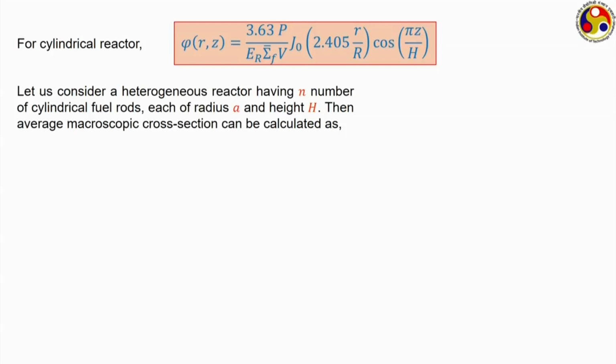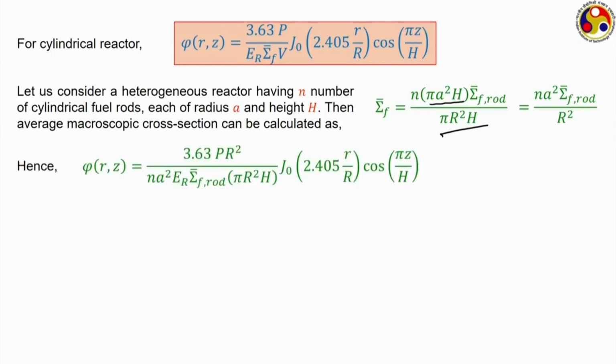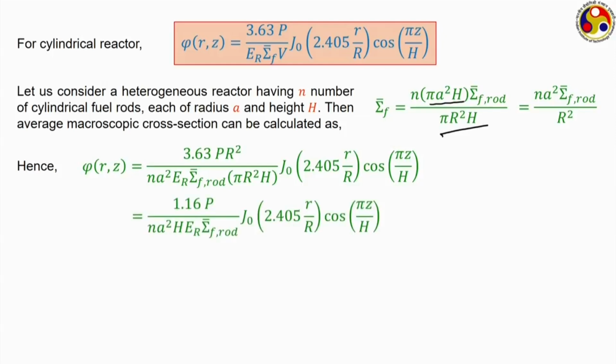Then the average macroscopic cross section can be calculated like this, where πr²h is the volume of each fuel rod, multiplied by n gives the total volume of all the fuel rods, and πR²H is the volume of the reactor itself. So, we can simplify this to a form like this. Now, if we put this expression for sigma f in the above expression, then we get this, which finally simplifies to a form like this.